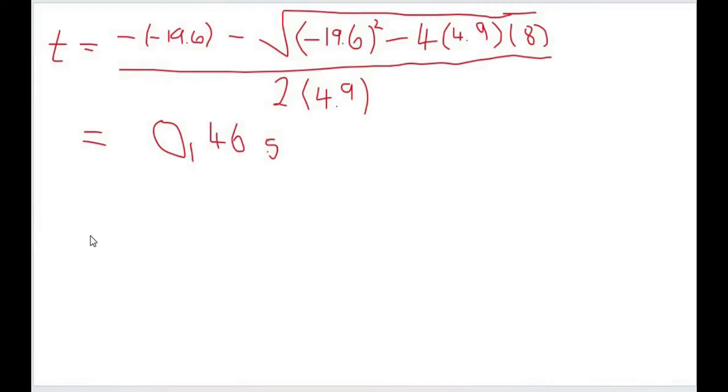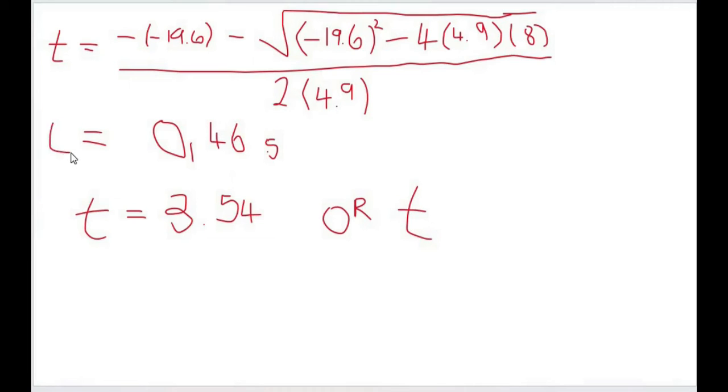So you see, we have two solutions. We have t equals 3.54 seconds, or t equals this value over there, 0.46 seconds. So we have two values of t.